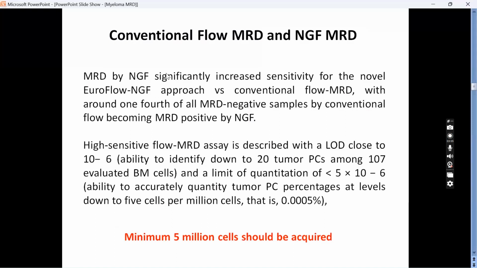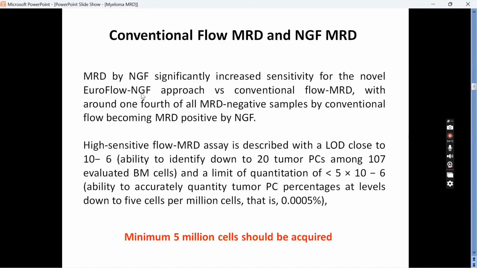Now coming to conventional flow, MRD by next generation flow cytometry significantly increased sensitivity of the novel Euroflow based NGF. So when it came to next generation flow cytometry, there needed to be some guidelines put up. So the Euroflow group came up with those guidelines. For example, how many events to acquire, what is the minimal number of markers that has to be used. See, high sensitivity next generation flow cytometry is not just related to sensitivity. It also relies upon the minimum number of markers you need to use.